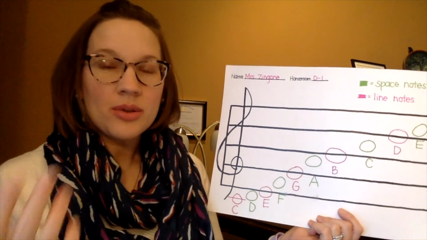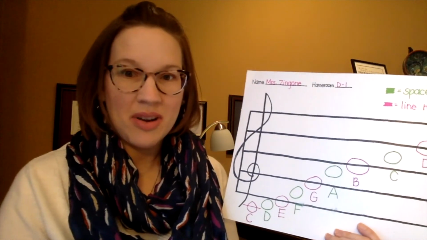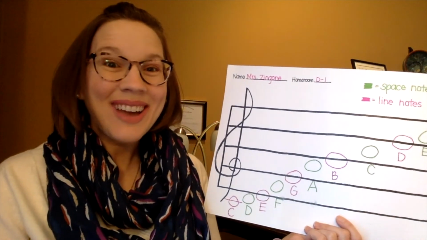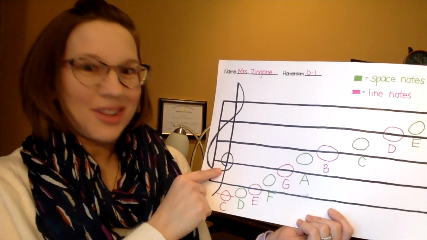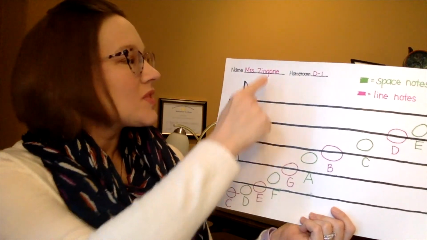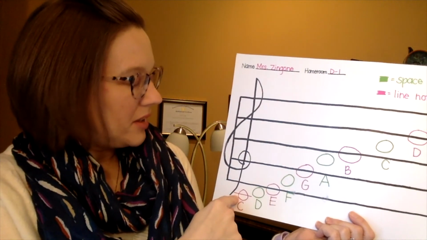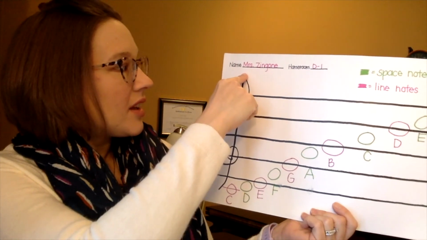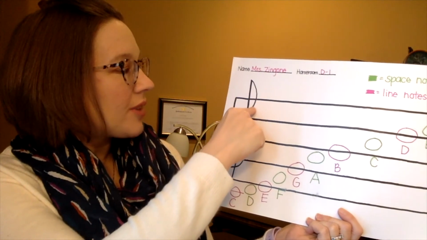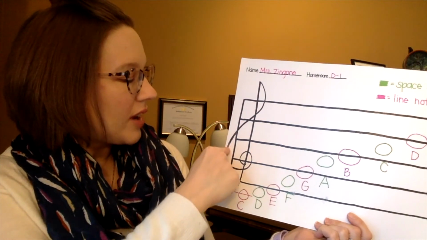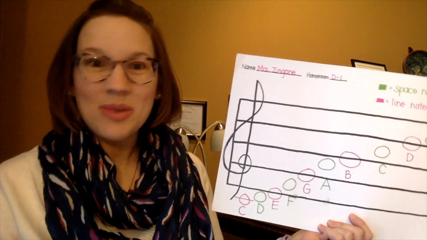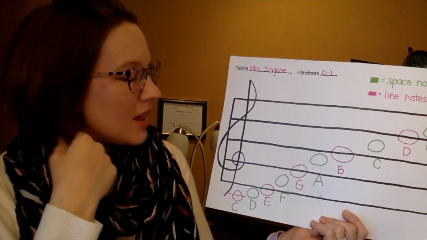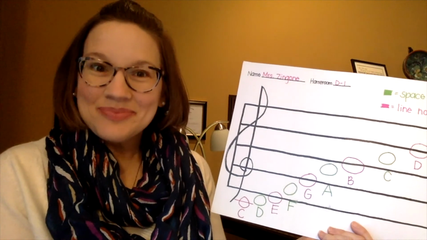So you have some staff paper there with you. Go ahead and give it a try on doing a treble clef sign. So just go straight down your paper, and then you're going to kind of hook over at the right, around the left, and then do a little loop. Remember, it curls around the line for G.